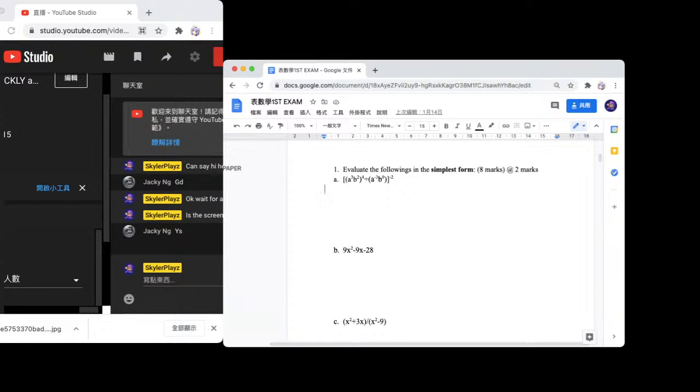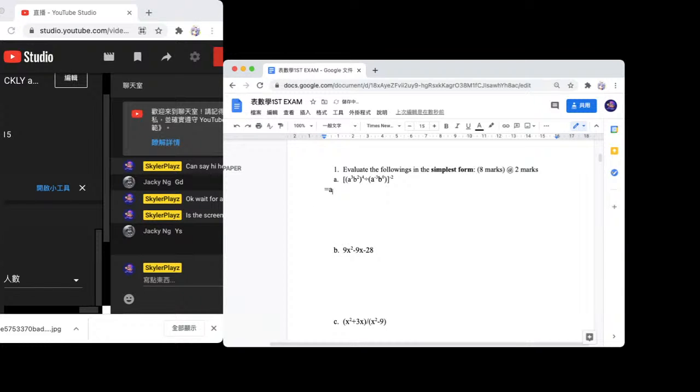We will choose some questions to teach you how to do these exam questions so you can get high marks in math. First question: (a cubed b squared) to the power of 4 divided by (a to the power of -3, b to the power of 0), all of this to the power of -2. So here is how I will do this question.